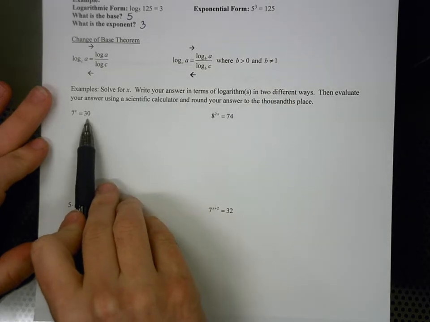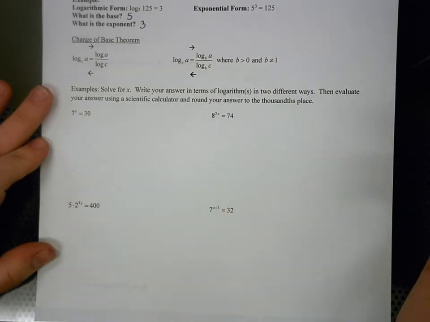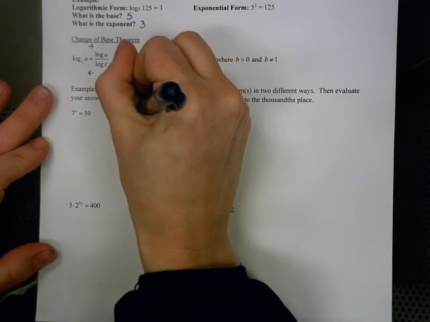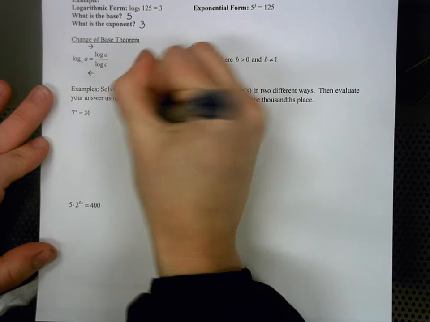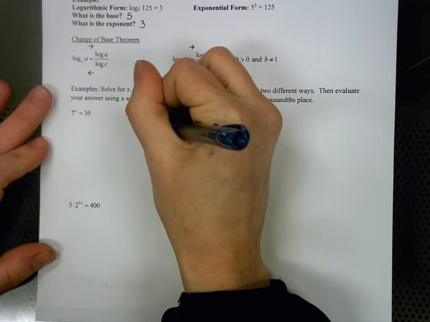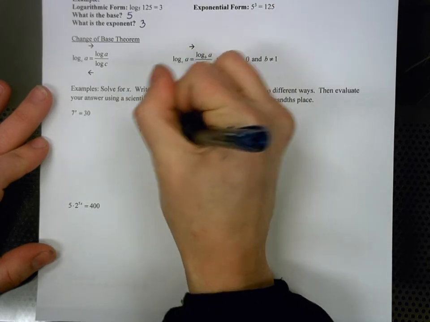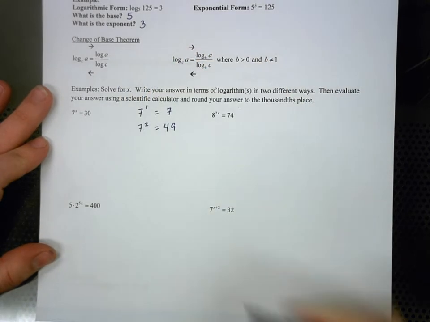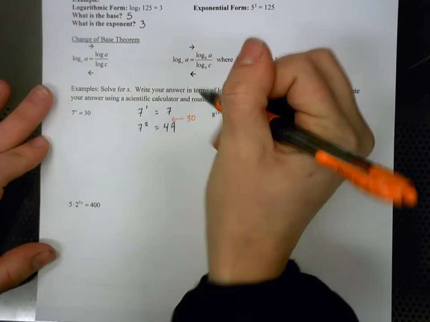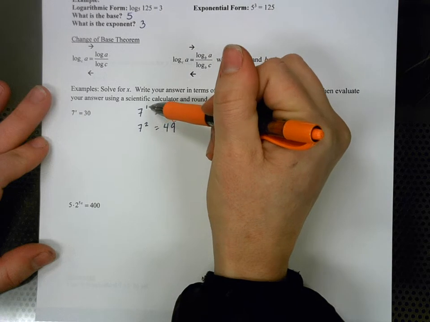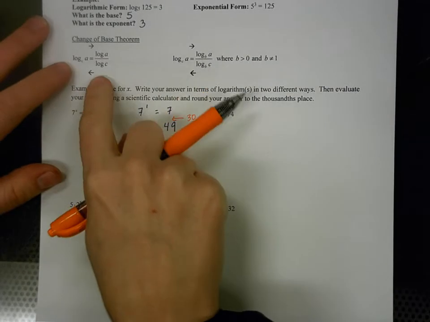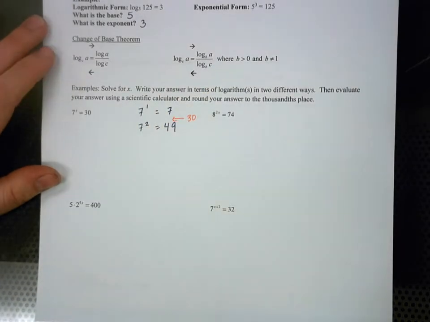Like if this 30 would be a 49, we would know that x equals 2. But since it's in between 2 powers of 7, so 7 to the first power and 7 squared, so 7 to the first power is 7, 7 squared is 49, we know 30 is between those values. So we can approximate right now that x is somewhere between 1 and 2, but if we want to find the exact answer, we need to use this change of base theorem to find the answer on our calculator.